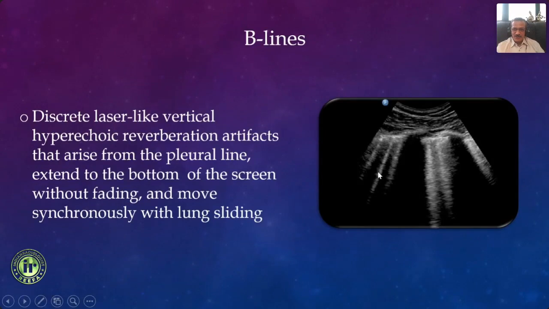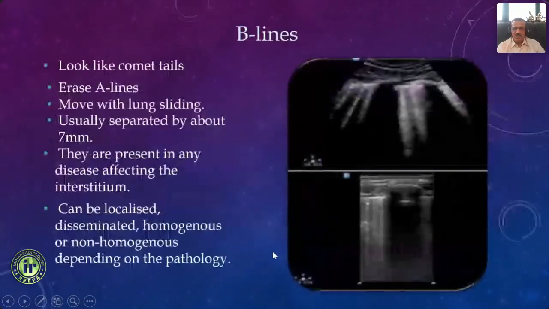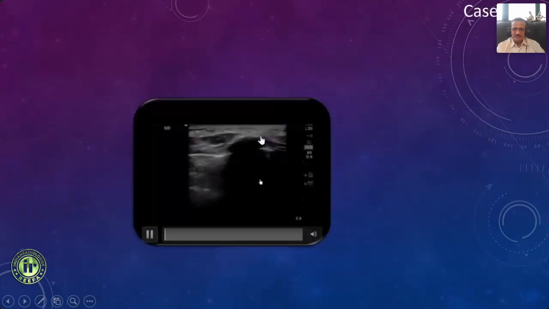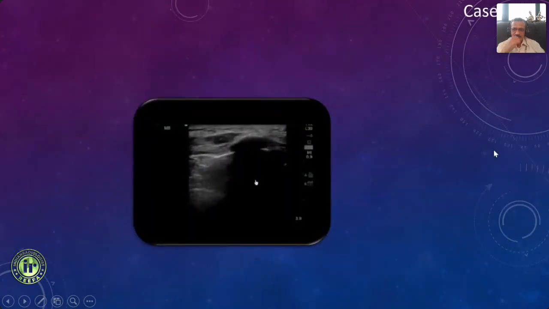So these are discrete vertical laser-like beams. A lines we know are parallel; they come from the pleural reflection, and they fade away, whereas B lines proceed down and don't fade away. A lines are parallel. Okay. So now we'll have two cases on the chest. This is the first case, case number 12. Very classical. And there's a pointer which is actually giving you clues.